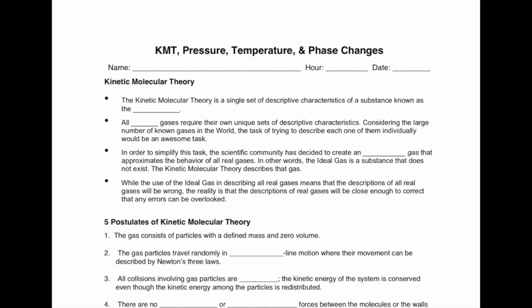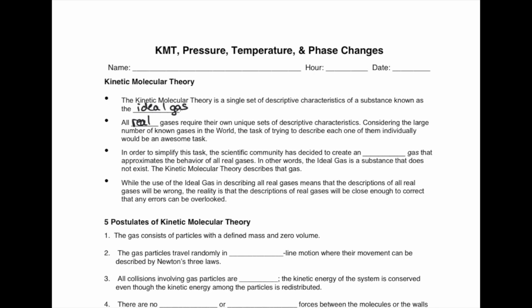All right, so we had just talked about how we define pressure. And we'll kind of go over that again here today and the conditions in which we can talk about that. And we're also going to talk about how we measure pressure, right? And so to do this, we're going to use what is called the kinetic molecular theory, right? And it's a single set of descriptive characteristics of a substance known as what we call the ideal gas, okay? Now, all real gases, such as oxygen gas or carbon dioxide gas or water vapor, right? They all have their own unique sets of descriptive characteristics.